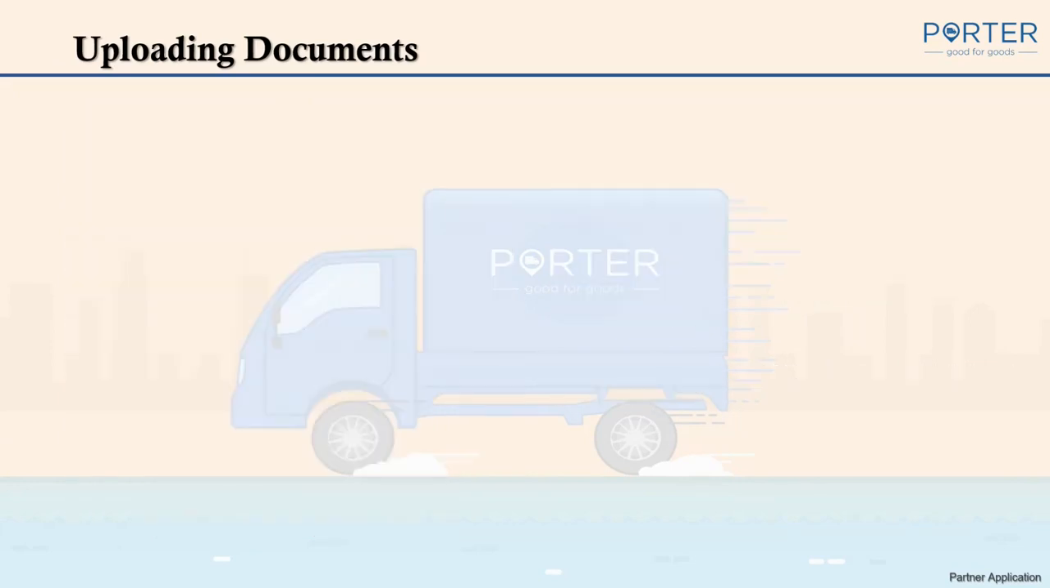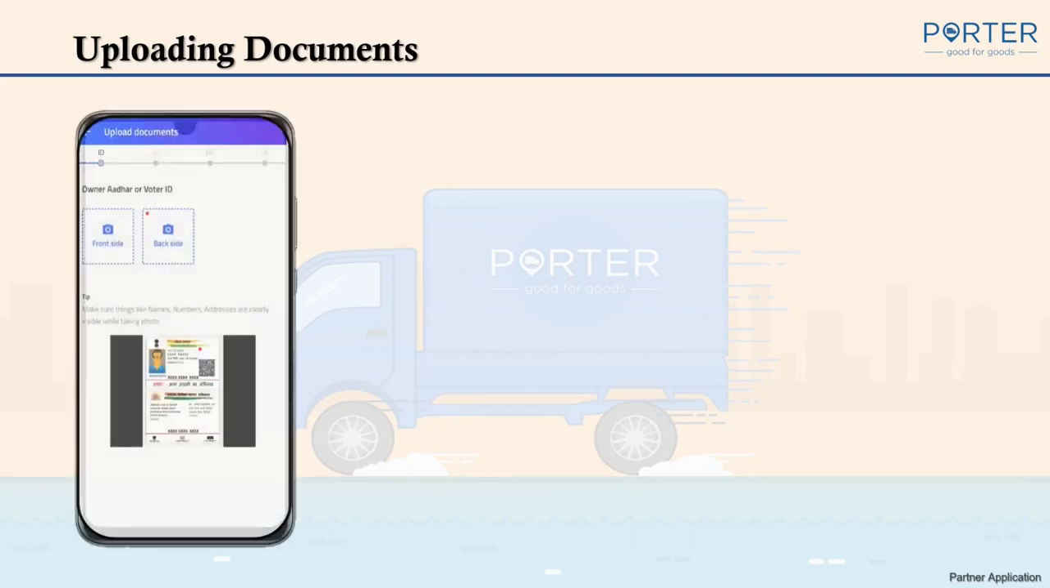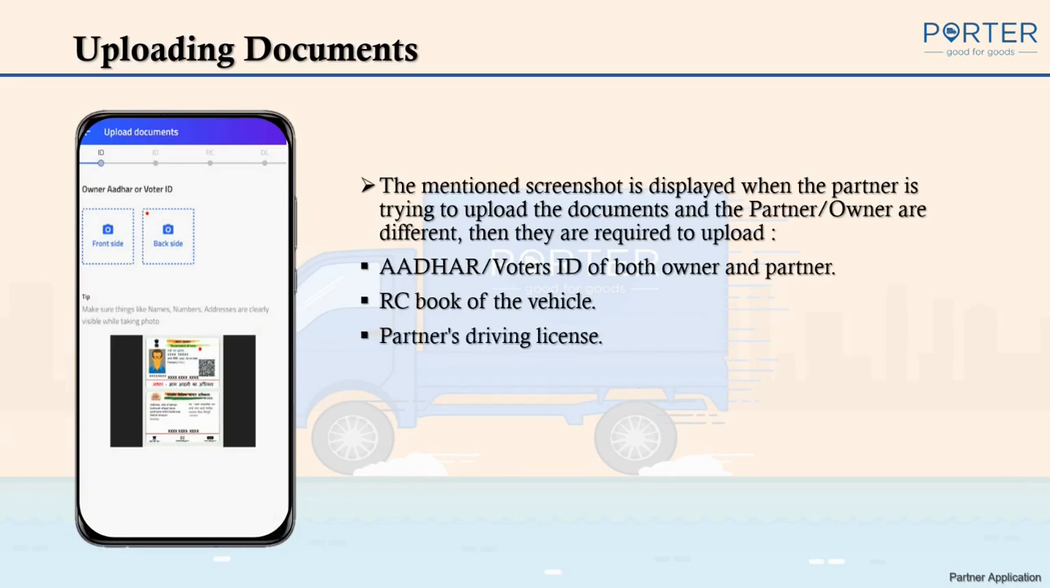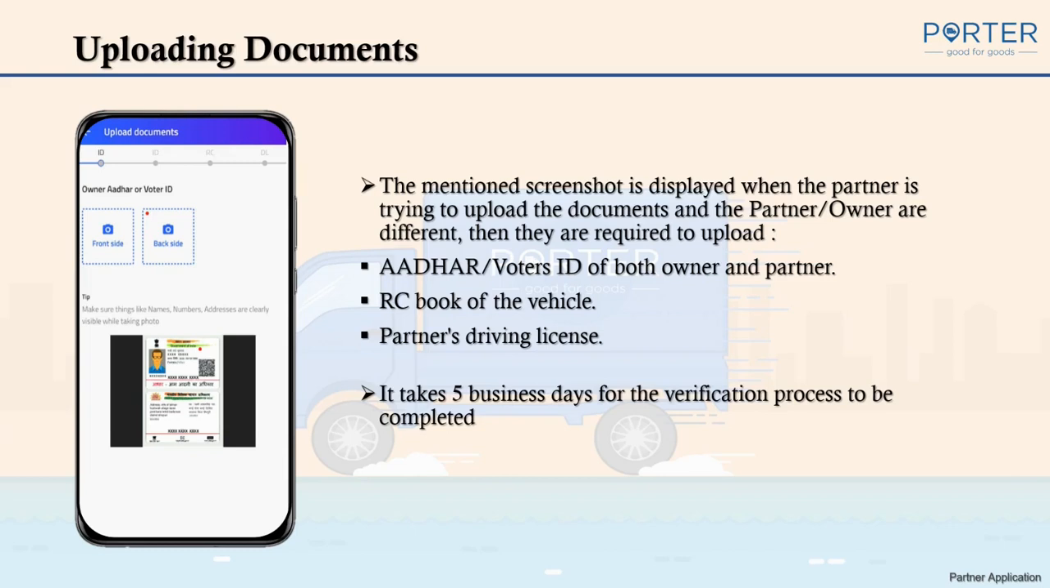In the previous slide, we saw the documentation when the partner and the owner were the same person, that is, he was driving his own vehicle. Now let us understand what is the documentation process when the partner and the owner of the vehicle are 2 different persons. In that case, the documents that need to be uploaded are the identification proof of both the owner and the partner, which can be the Aadhaar card or the voter ID.